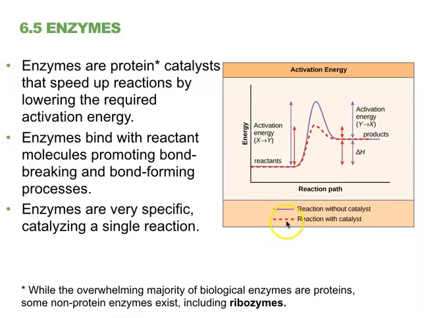And notice the dotted red line here is the reaction with the enzyme, or in this case, the catalyst, a protein catalyst. Okay, they're not always proteins. You can have some ribozymes, which are really important for us to understand in more advanced biochemistry classes. But for right now, I want you to start thinking that there are subsets of proteins that are enzymes, and those enzymes catalyze chemical reactions.